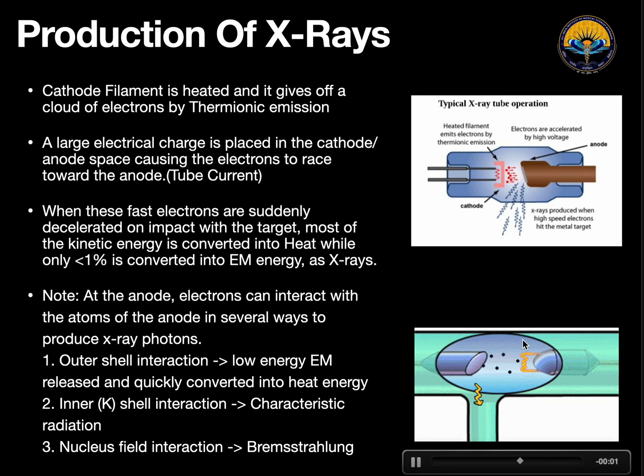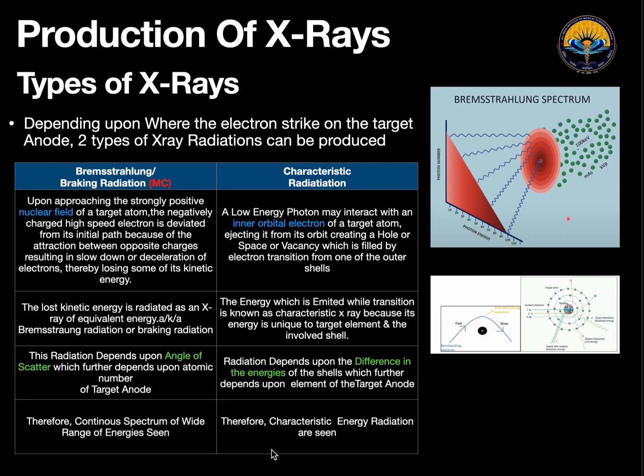Whereas if these electrons interact with the inner K shell electrons of the atom, then we have something called characteristic radiation. Whereas if they interact with the nucleus, then we have something called Bremsstrahlung radiation. So ultimately, again, 99% energy is converted into heat, and less than 1% is converted into X-rays, which can be characteristic or Bremsstrahlung X-rays.